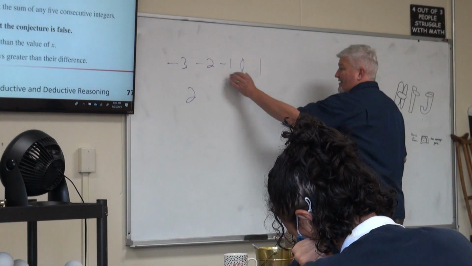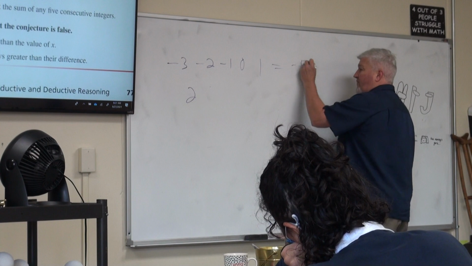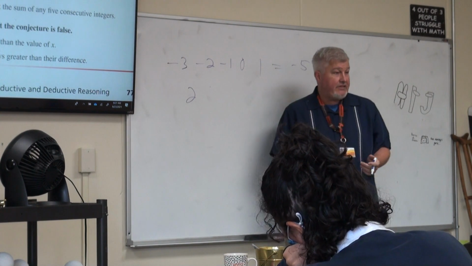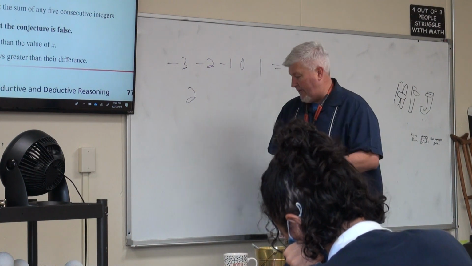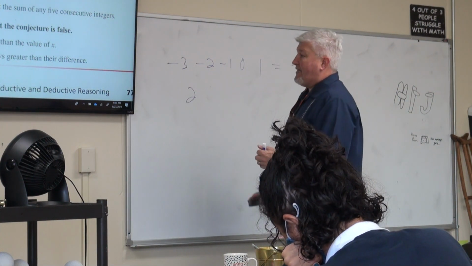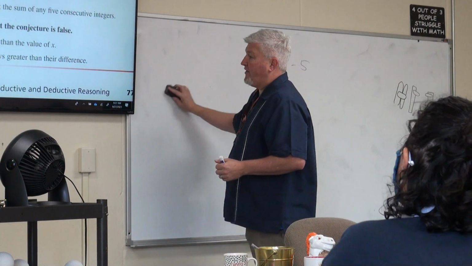Let me see. So we said this added up to -5, right? Divide by 5, you get the middle number. Yeah, it's kind of the same thing. Either one is a satisfactory conjecture. Okay, great. Find a counterexample to show that the conjecture is false.